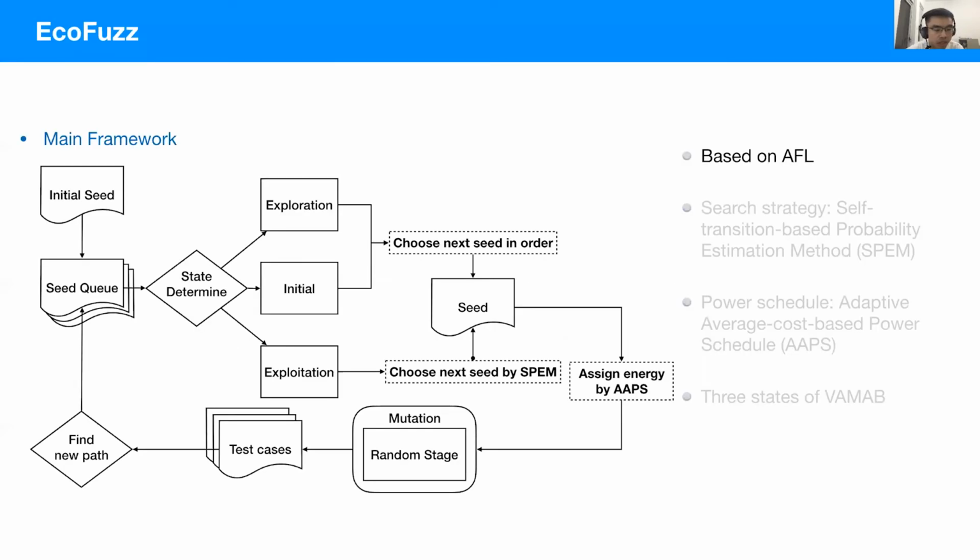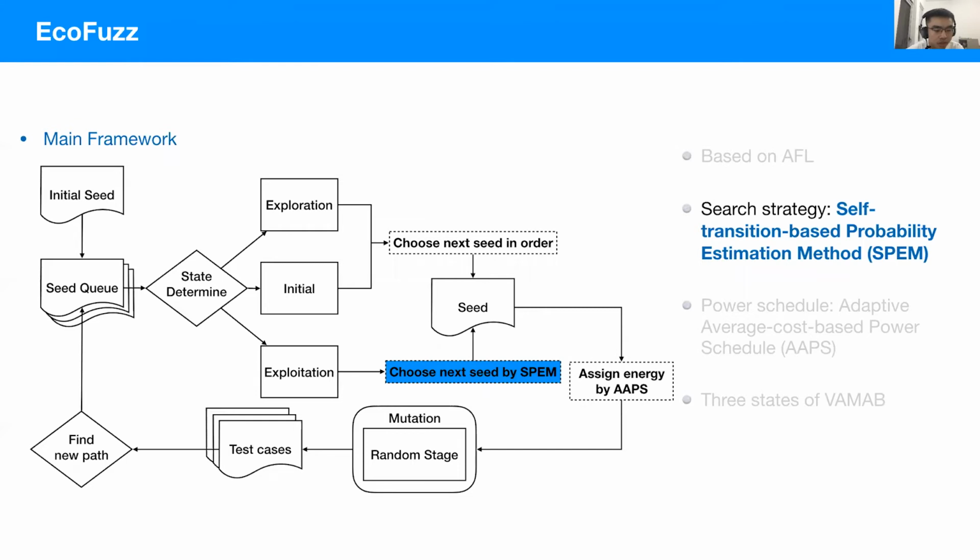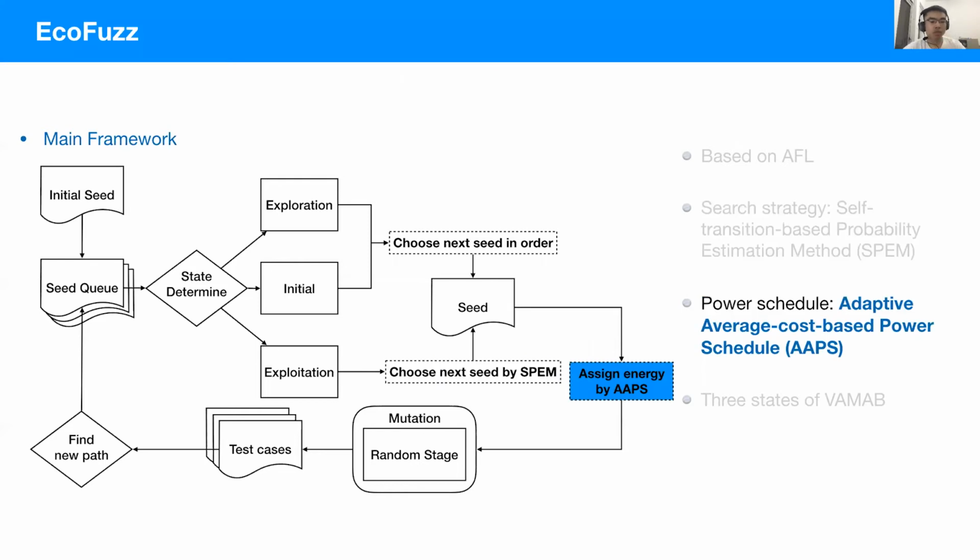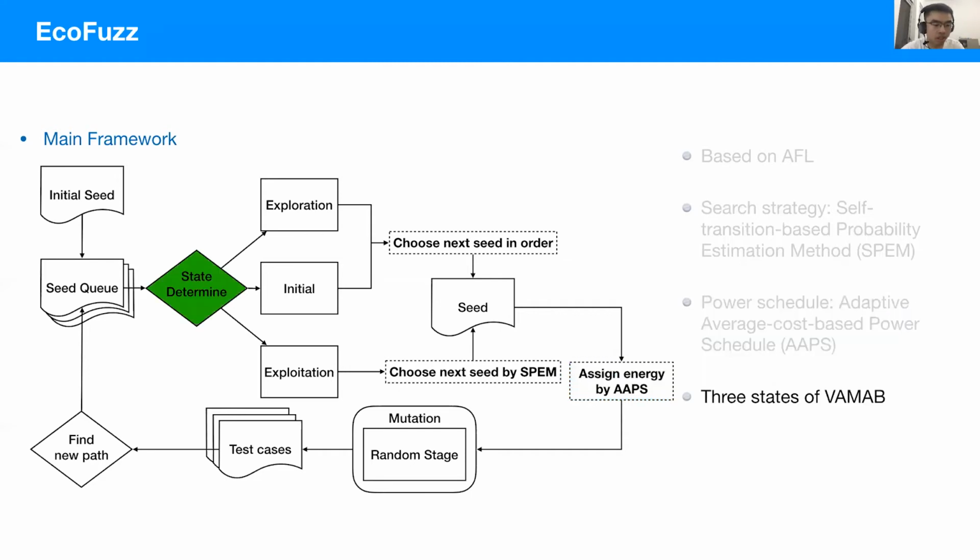EcoFuzz is based on AFL. In addition, we developed a search strategy called the self-transition-based probability estimation method, and developed an adaptive average cost-based power schedule. The states of EcoFuzz are divided into three states. If EcoFuzz is in the initial or exploration state, it chooses the next seed to fuzz according to the order of the seed in the seed queue.